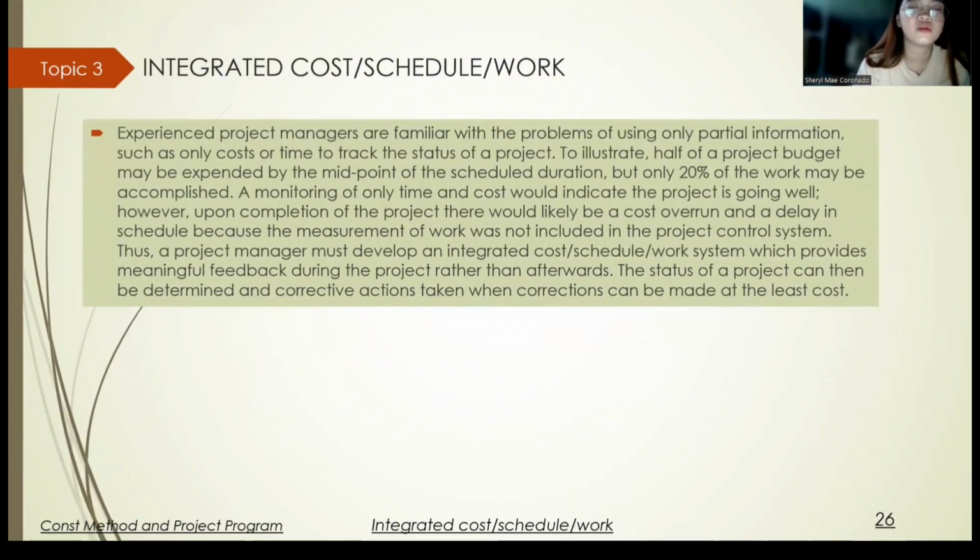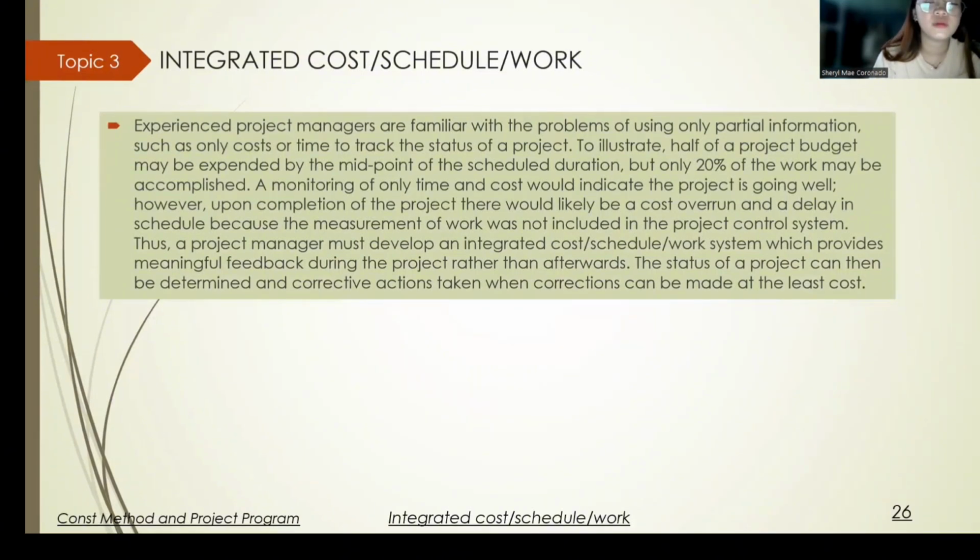In topic 3, we have integrated cost, schedule, and work. Experienced project managers are familiar with the problems of using only partial information, such as only cost or time, to track the status of a project. To illustrate, half of a project budget may be expended by the midpoint of schedule duration, but only 20% of the work may be accomplished. Monitoring only time and cost would indicate the project is going well. However, upon the completion of the project, there would likely be a cost overrun and a delay in schedule because the measurement of work was not included in the project control system.